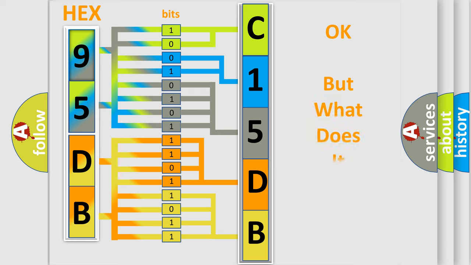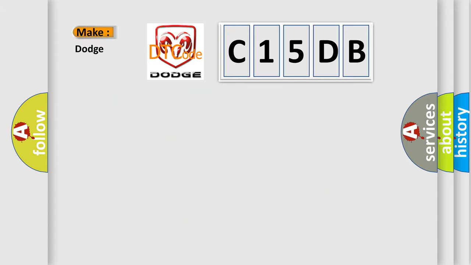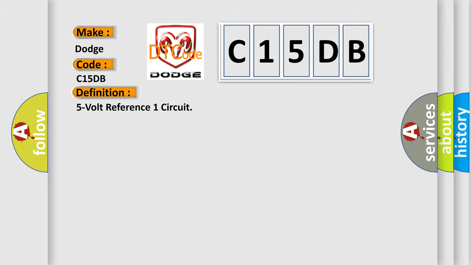The number itself does not make sense to us if we cannot assign information about what it actually expresses. So, what does the diagnostic trouble code C15DB interpret specifically for Dodge car manufacturers? The basic definition is 5-volt reference 1 circuit. And now this is a short description of this DTC code.